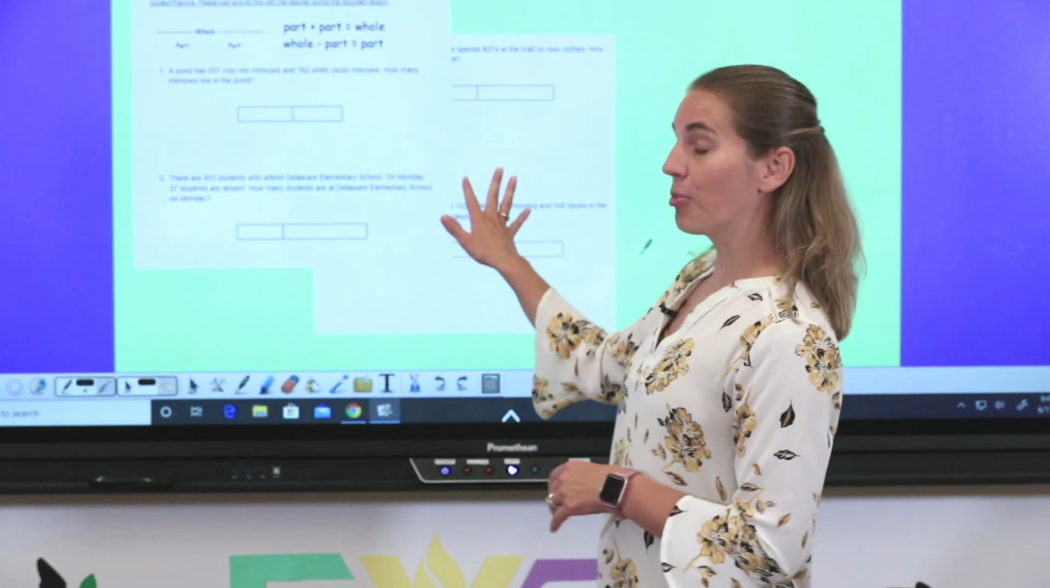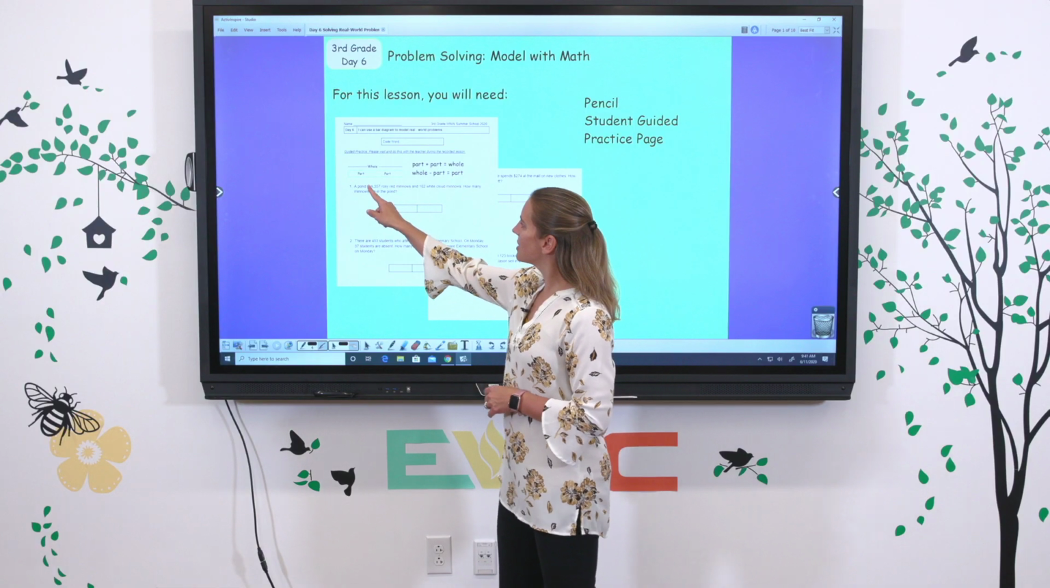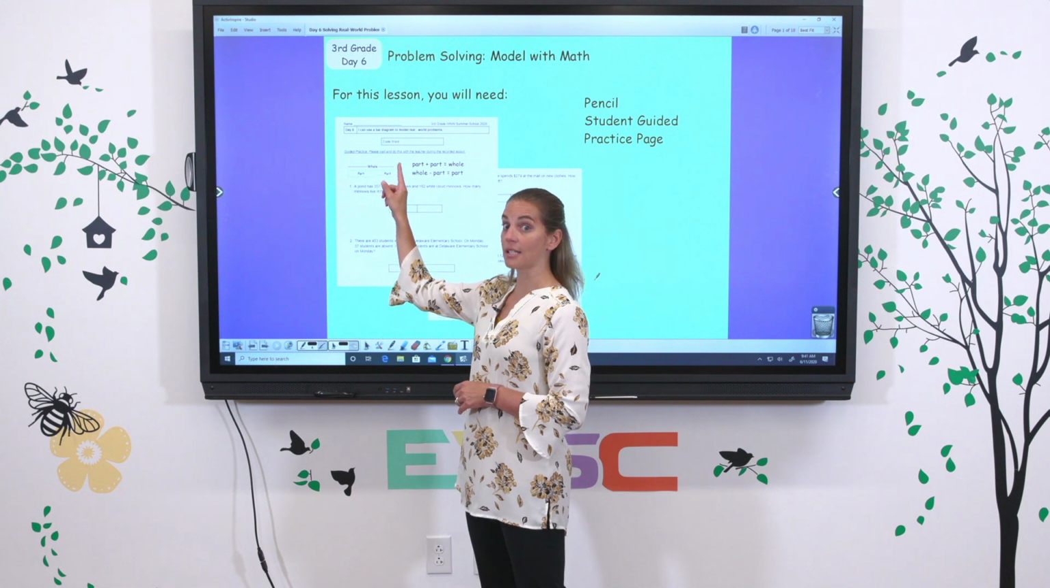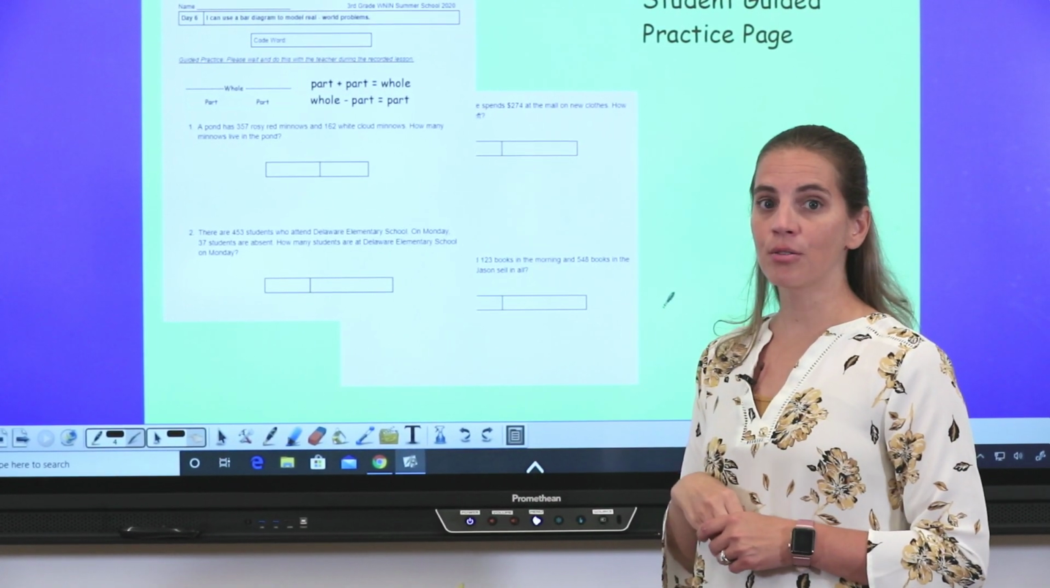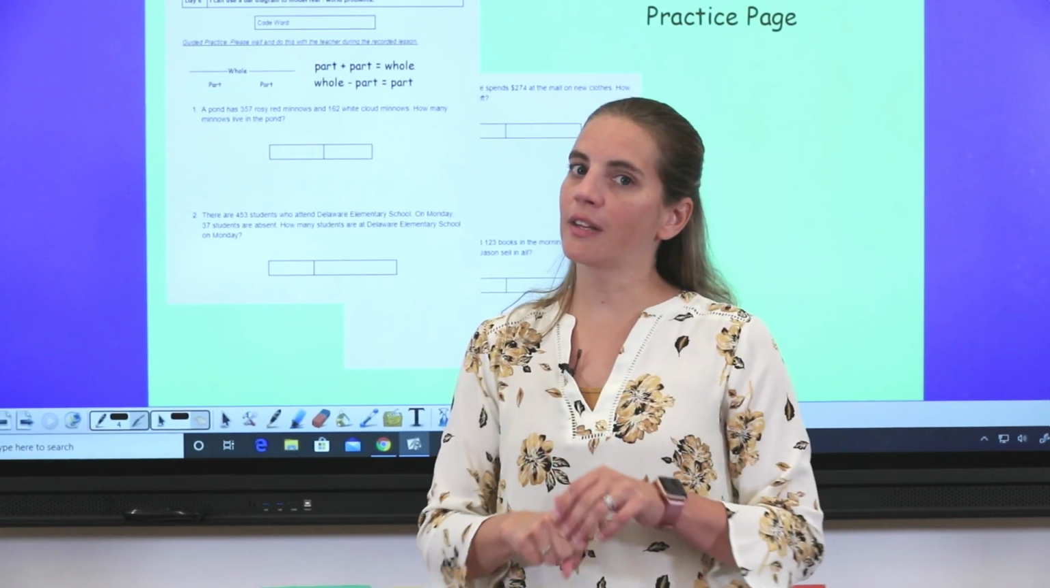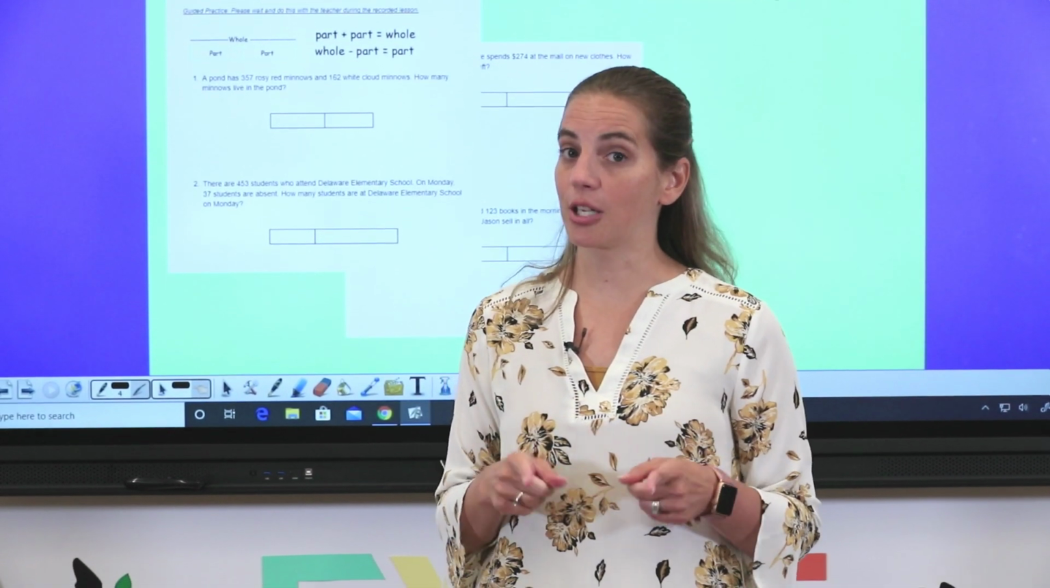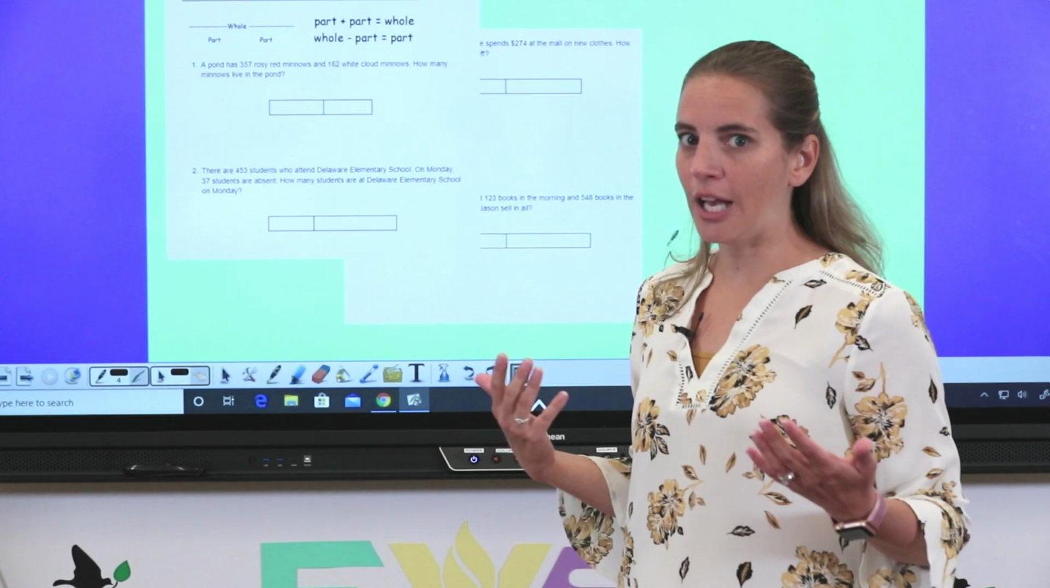Today for our lesson, you're going to need a few things. You're going to need your student practice page. It's the one that has this little rectangle here and it says whole and part and part. You're also going to need that pencil. Remember, try to find an eraser on the end because we might make mistakes and we want to make sure that we can erase them and learn and grow.